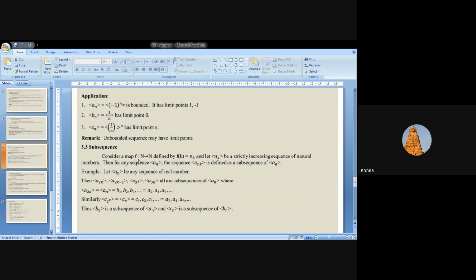Consider a map f from N to N defined by f of k equal to n_k. Let n_k be a strictly increasing sequence of natural numbers. Then, for any sequence a_n, the sequence a_{n_k} is defined as a subsequence of a_n. a_{n_k} is a subsequence of a_n.